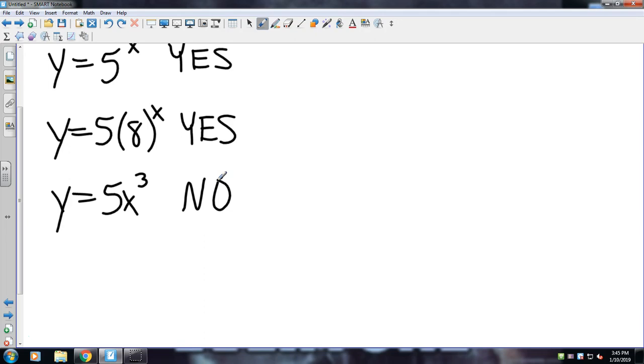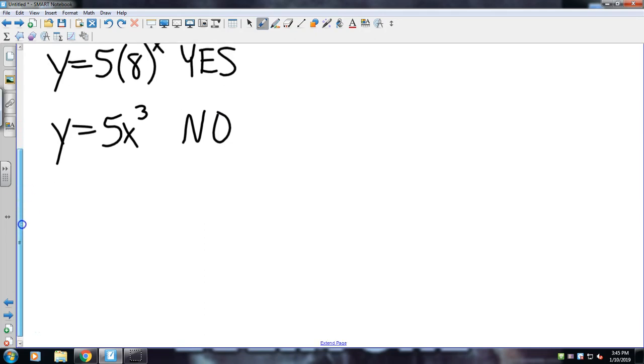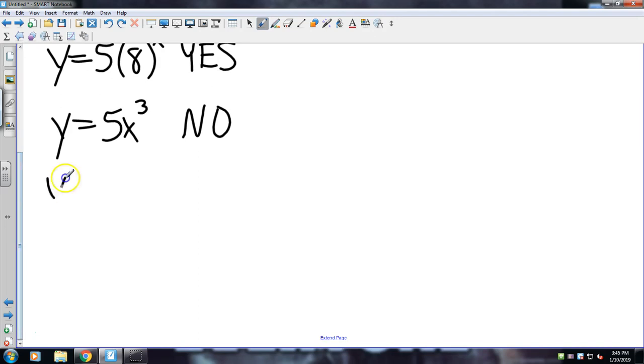Now, one more thing. The a and the b both have to be positive. And so if I were to get something like that, a, b have to be constant and positive. And so in this case, because our b is negative, that makes this not an exponential function.